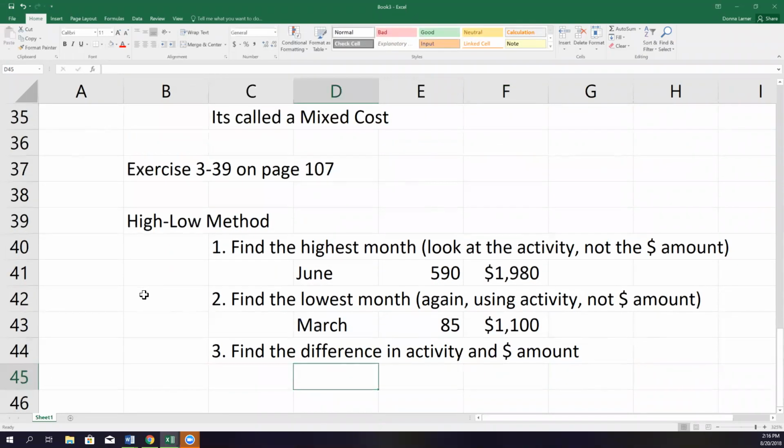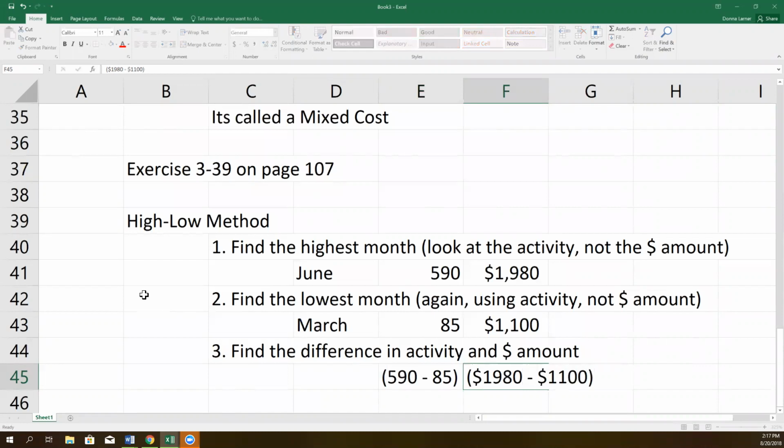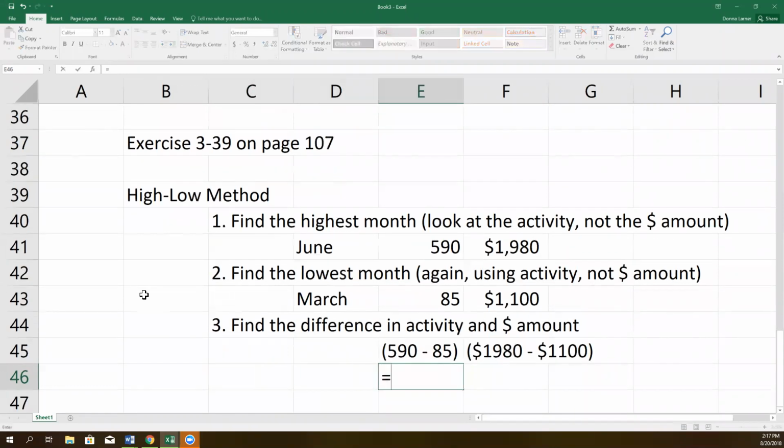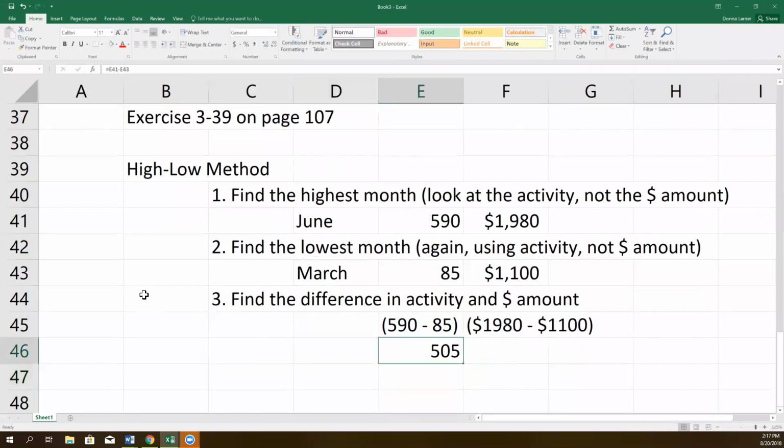So we're going to subtract the difference here. I'm going to say 590. I'm just putting the information here so you know what I did. And 1980 minus 1,100. So our differences are 505 and $880.